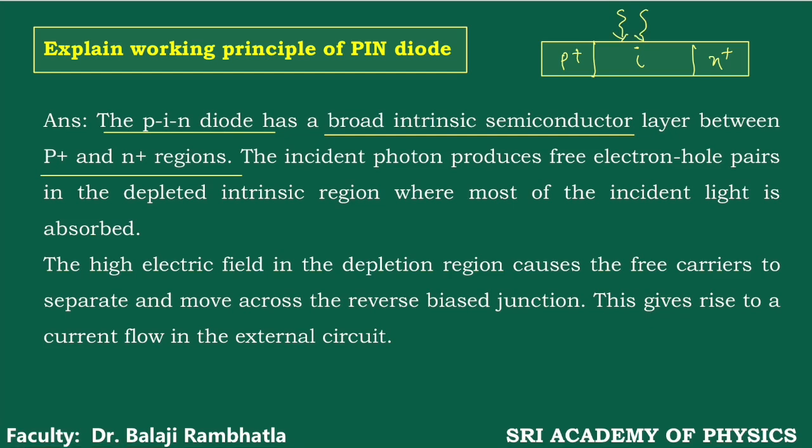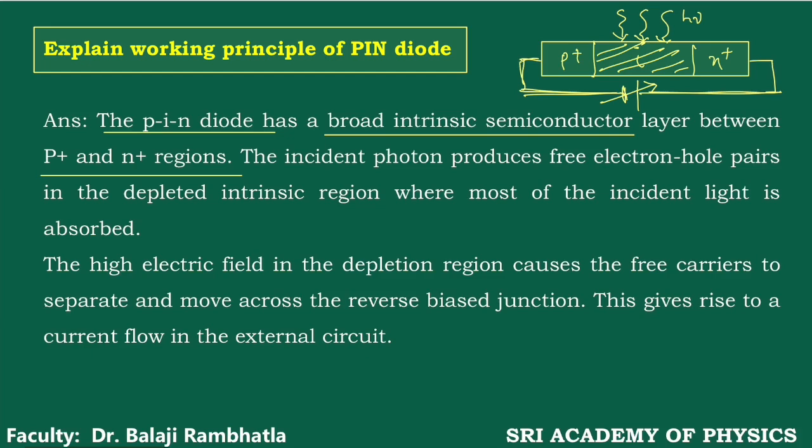Now light is allowed to be incident on this region by applying reverse bias. What is meant by reverse bias? P is connected to low potential, N is connected to high potential. So the diode is connected in reverse bias, and we increase this voltage. At a particular situation, this entire region acts as a depletion region. When light is incident on this depletion region, it generates electron and hole pairs, and they move towards P and N, so we observe some current in the circuit. This is the working of the PIN diode.